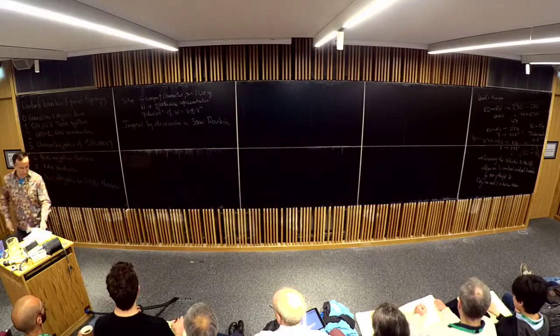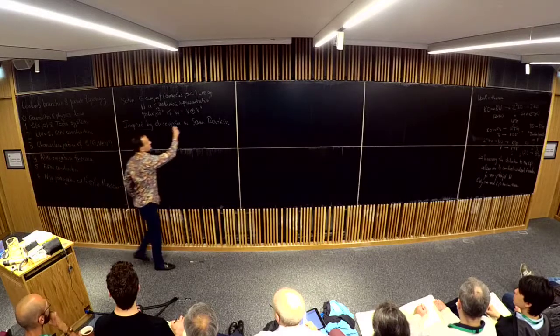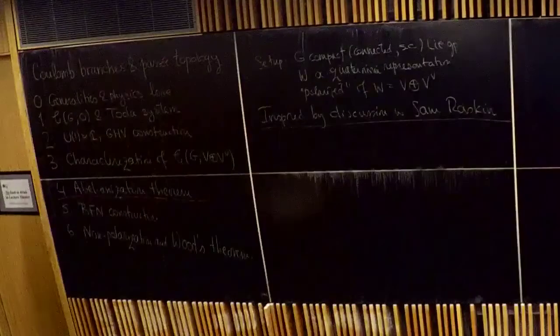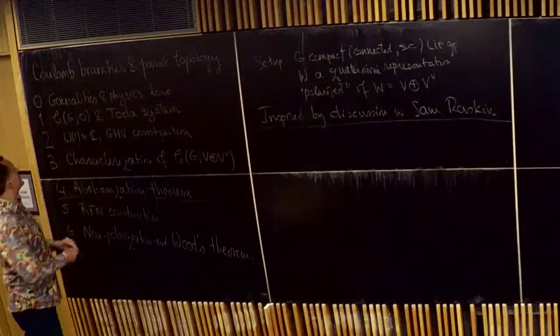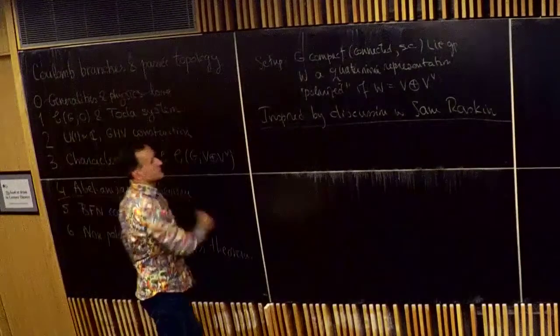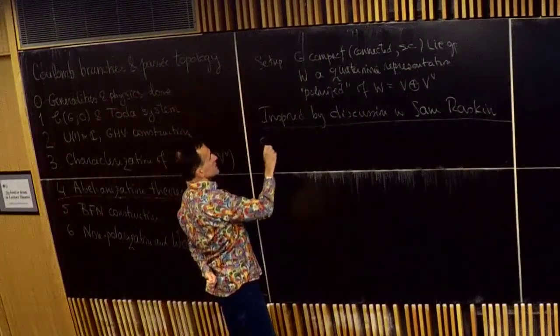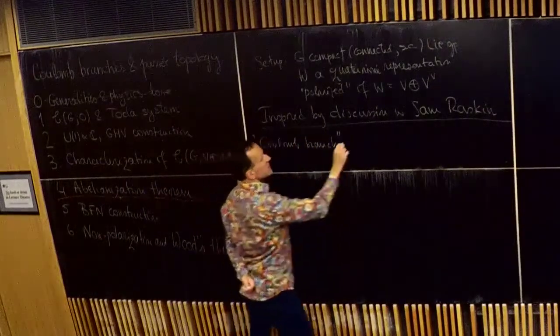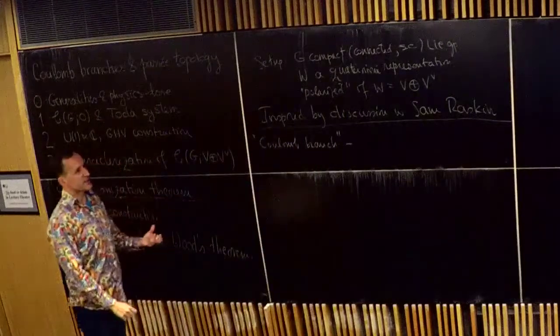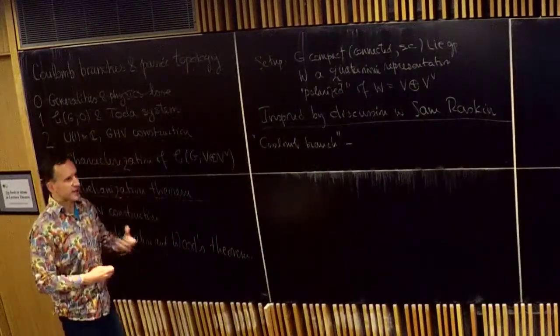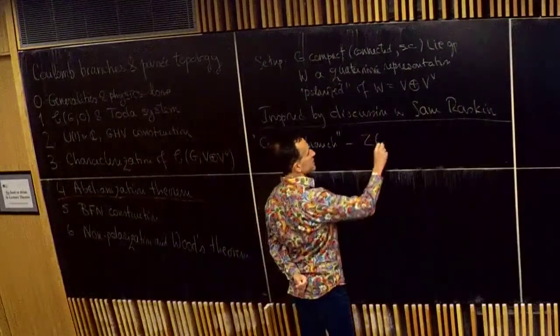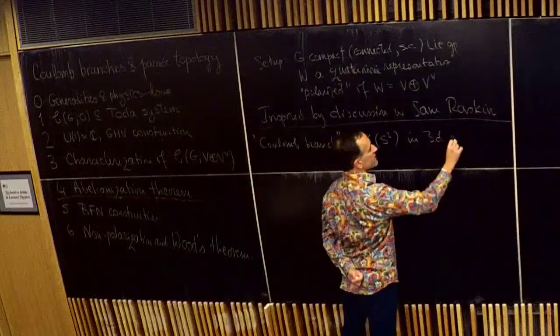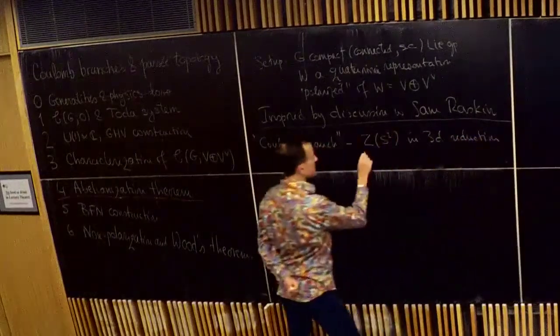Now let's start at the beginning. Fortunately we had some really nice talks by Harold Williams and Baidu, so I really can skip most of part 0. I will just remind you what the Coulomb branch is from our point of view. There are two of them. It is a space of functions associated to a 2-sphere in the 3-dimensional reduction of gauge theory. So, Z of S2 in the 3D reduction of gauge theory.